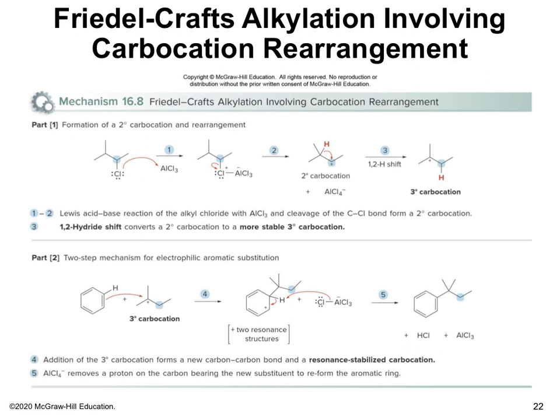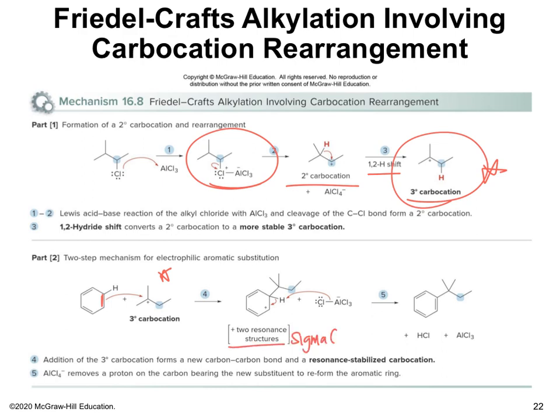This is showing you that rearrangement. It's when you generate your electrophile, the carbocation. Then you get a secondary carbocation, so you get a 1,2 hydride shift to get a tertiary carbocation. It is this carbocation that will react with the aromatic compound to generate your sigma complex, and then rearomatization for your product.